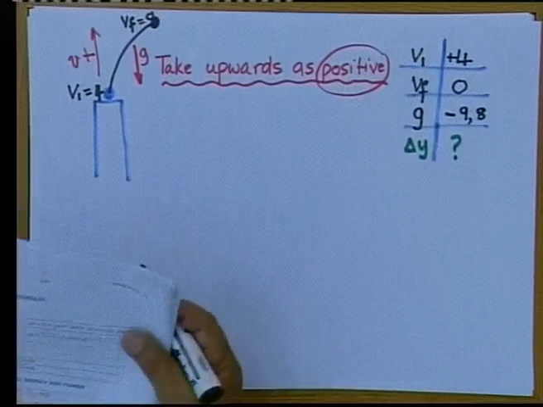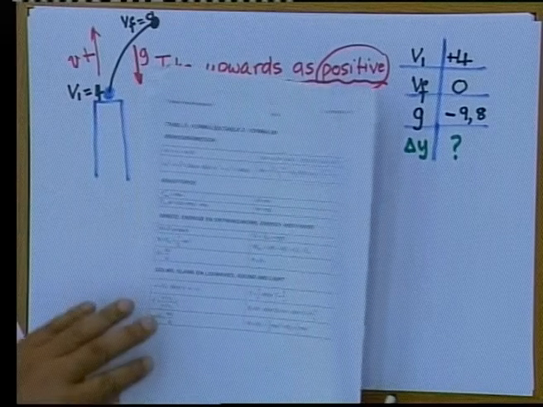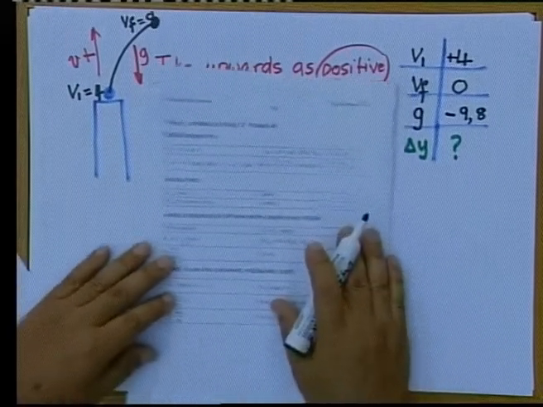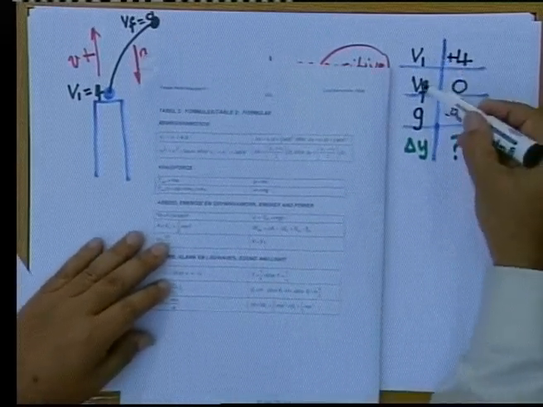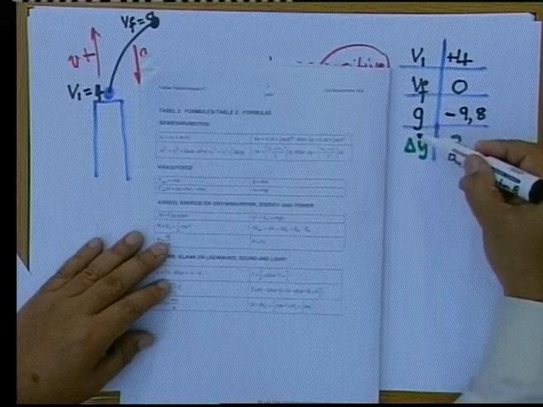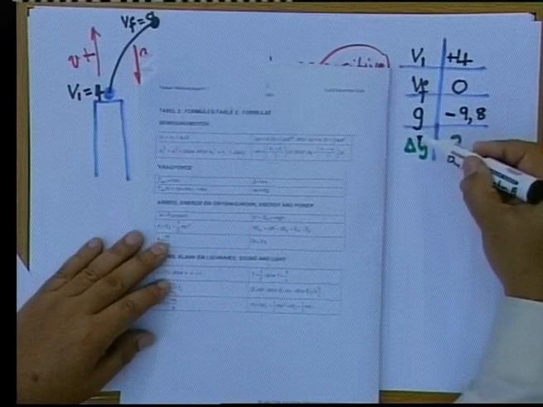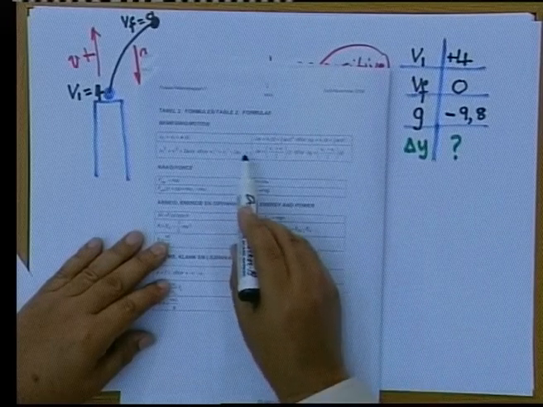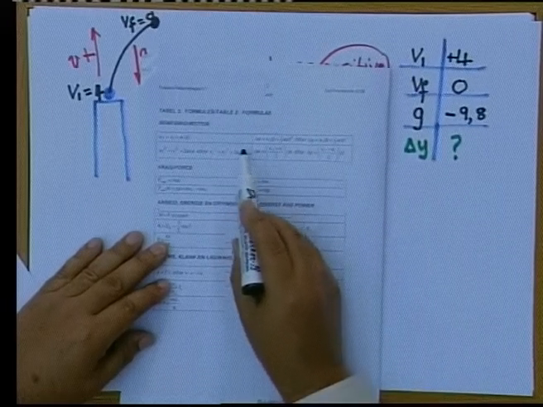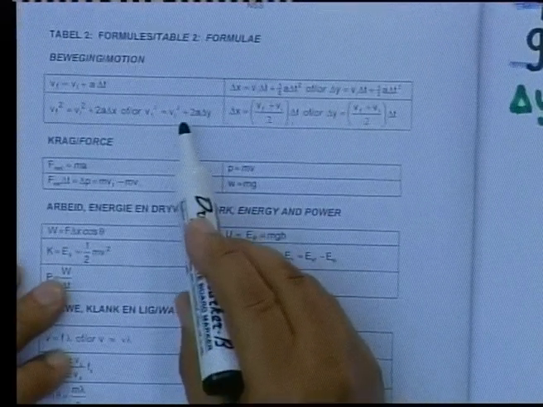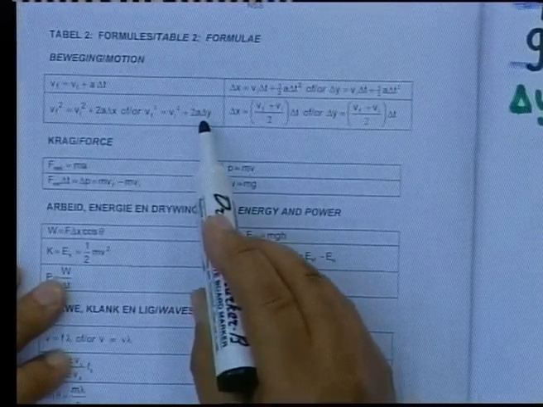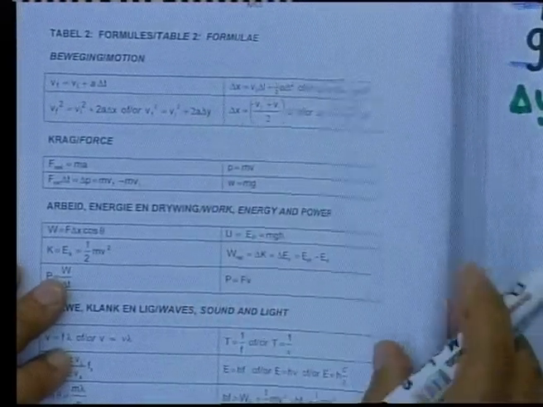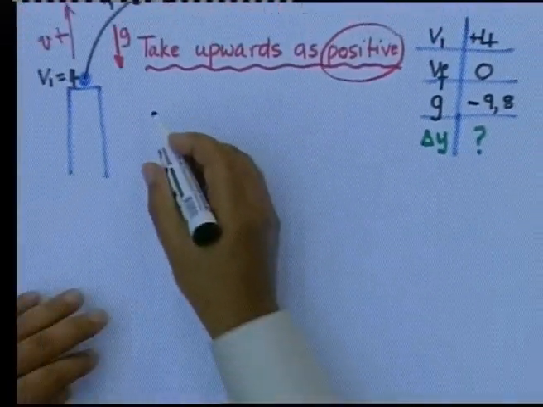So I'm bringing the data sheet into your view now, and I look at it and I see which one will have vi, vf, final velocity, g, and delta y in it. And it looks like it is this equation here. This one here, that's right. That's the one with final velocity, initial velocity, and delta y in it. So off I go very quickly. So I write it down.